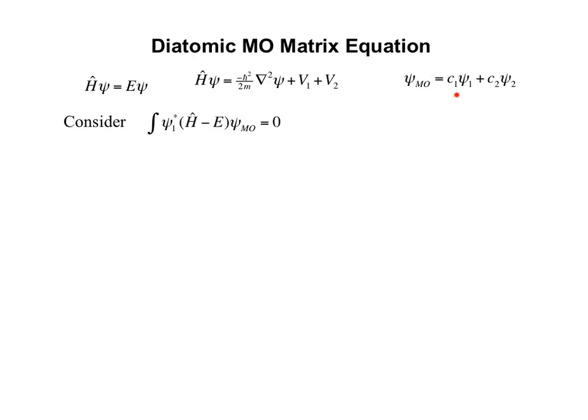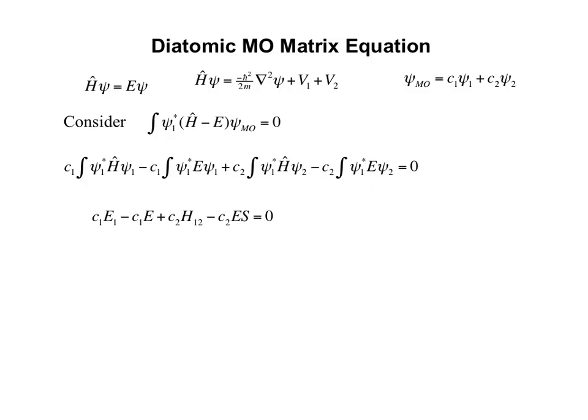To solve for the two coefficients C1 and C2, we will need two equations. For each of the equations, we will consider the Schrödinger equation as an operator operating on the full molecular orbital projected in one of the atomic orbital directions. Distributing through the molecular orbital as a linear combination of the atomic orbitals, we get four terms.